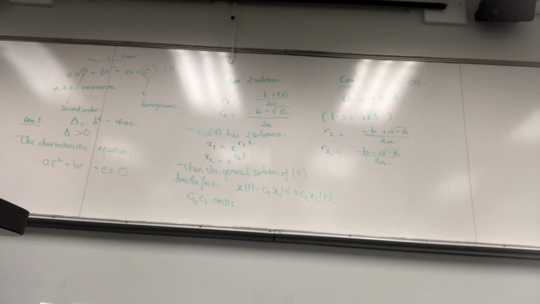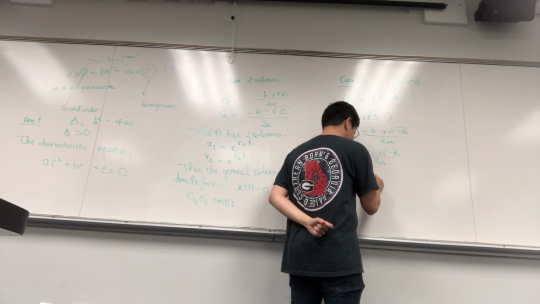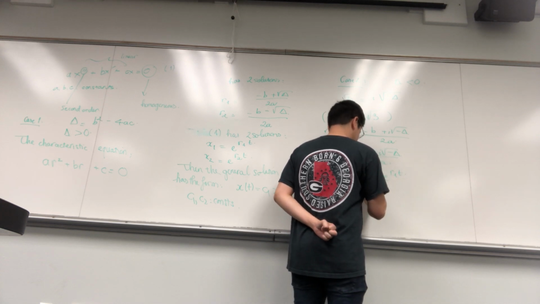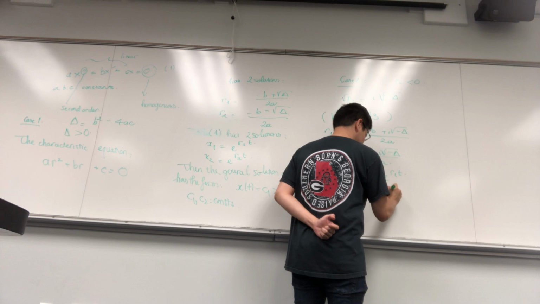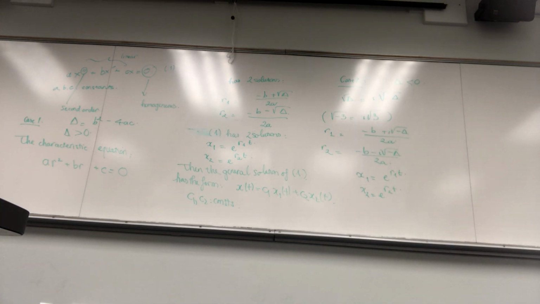It would still just be x1 is e to the r1t and x2 is e to the r2t. Alright, so x1 will still be e to the r1t, x2 will still be e to the r2t. But r1 and r2 now are complex numbers. So how do you express the exponential of a complex number?